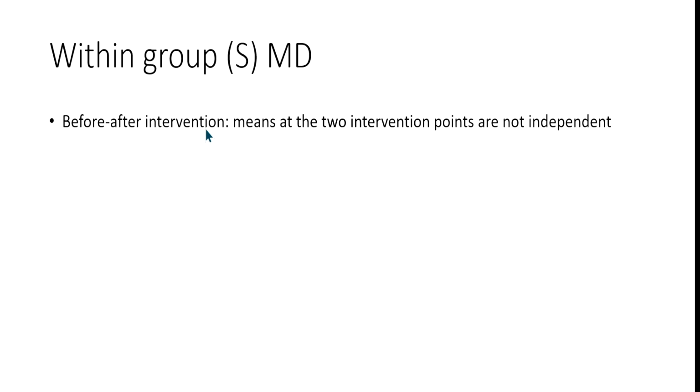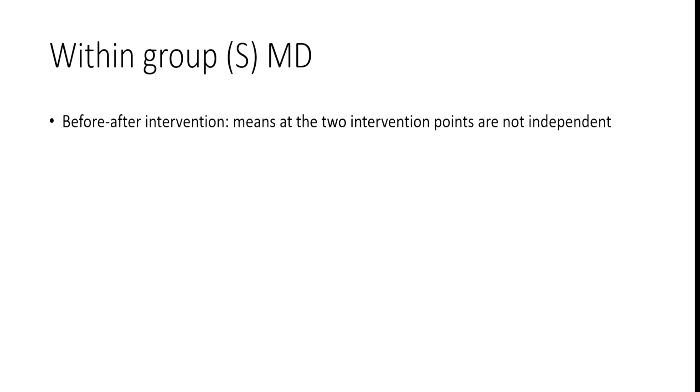So now let's dive into the next one. That means it's within-group standardized mean difference. The within-group standardized mean difference is usually used if you have a before and after intervention. For example, if you say physical activity improves depression, you measure the depression level before the start of the intervention, and then again after maybe 3 months of physical activity.